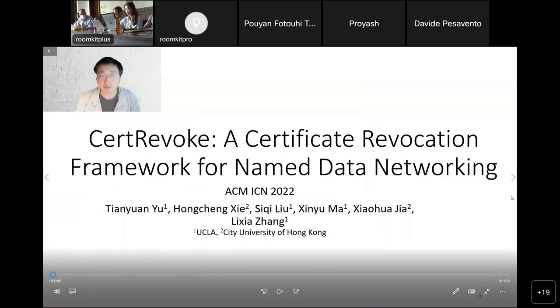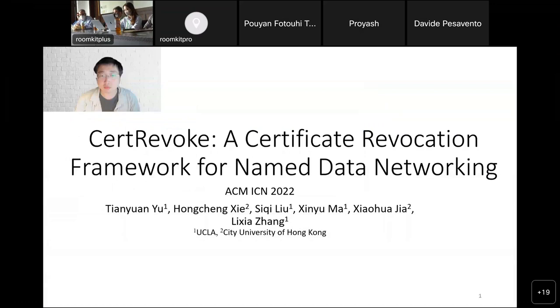Hello, everyone. My name is Tianyuan Yu. Today, I'm going to present a joint work from UCLA and the City University of Hong Kong: CertRevoke, a certificate revocation framework for named data networking.